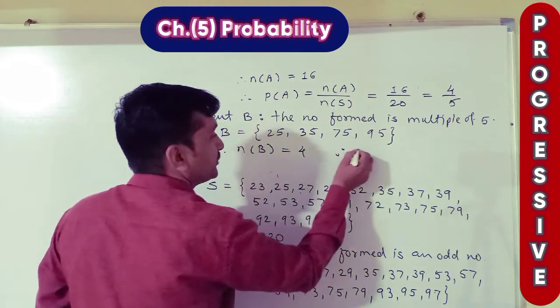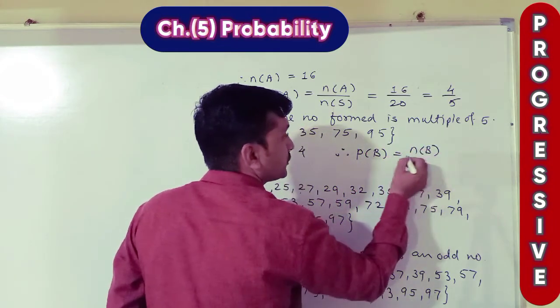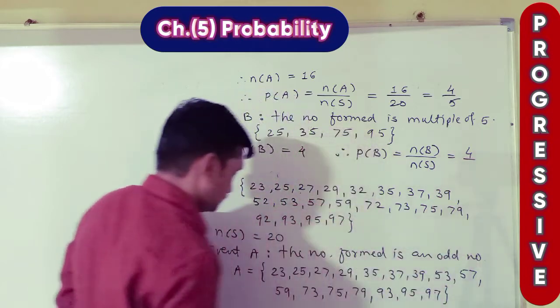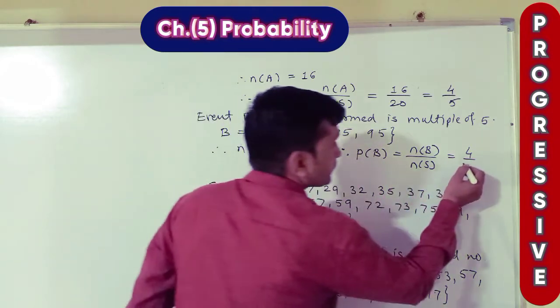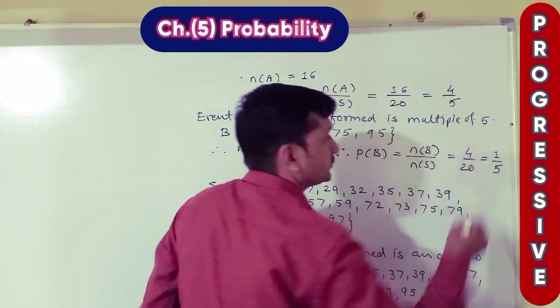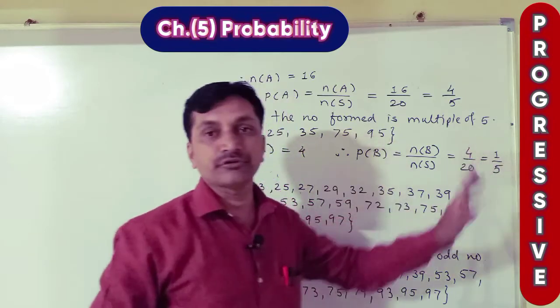And we want P of B. P of B is equal to NB upon NS, 4 upon NS 20, reducible by 4. 4 1s are 4, 4 5s are 20. Probability of B is equal to 1 upon 5.